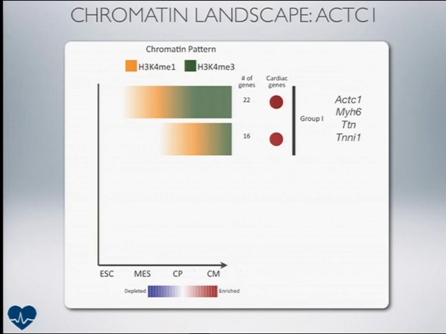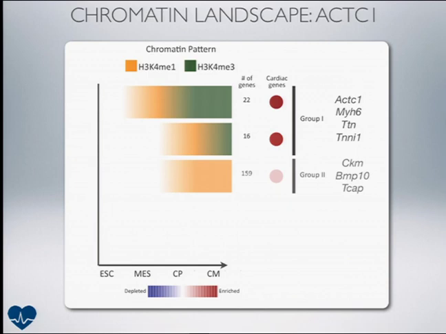And then when we looked within these 38 genes that had this pattern, we asked whether these sets of genes were enriched or depleted for cardiac genes. And you can see here in deep red that all of these are cardiac-enriched genes, and they include cardiac actin, alpha myosin heavy chain, titin, troponin, many of the other genes involved in cardiac function. So then we ask, well, what else can we learn from looking at these patterns?